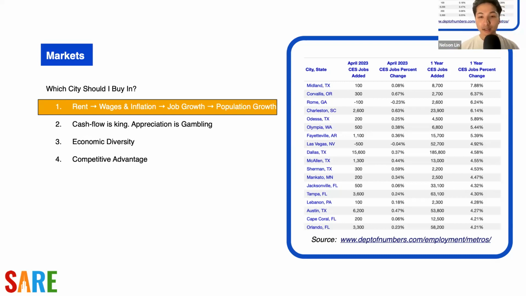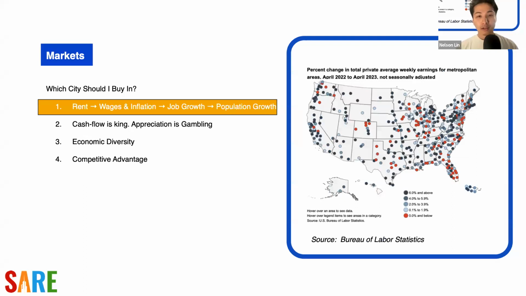But this list, as long as you have positive job growth, that's what matters, because job growth means growth in wages. And wages leads to being able to charge higher rent. This is the Bureau of Labor Statistics, it's the percent change in weekly average earnings over the last year, not seasonally adjusted. And so you can kind of follow along and see where the wages have been growing year over year from April 2022 to 2023.